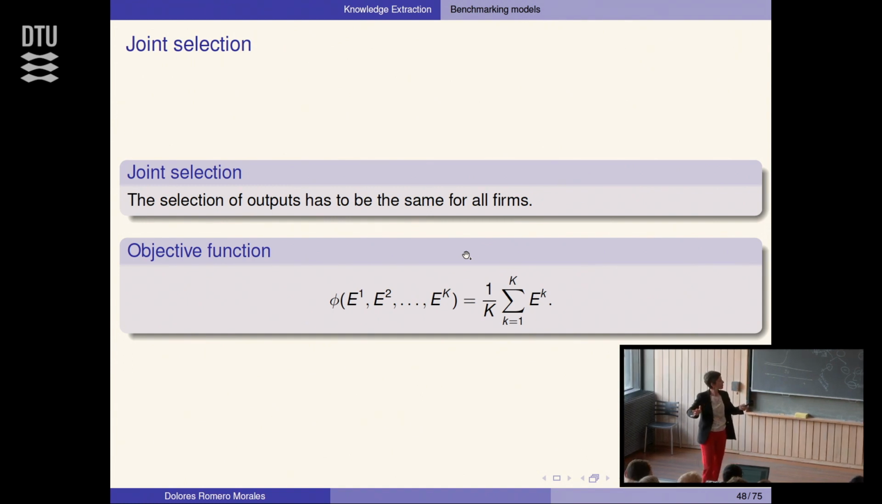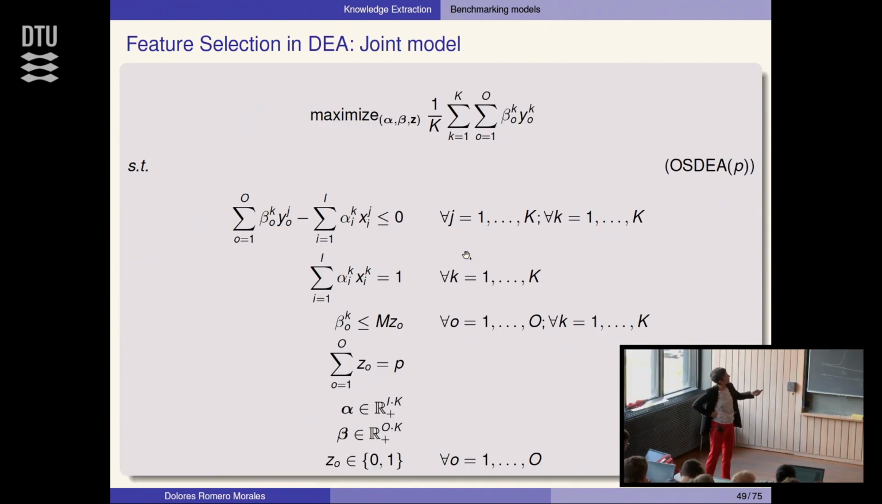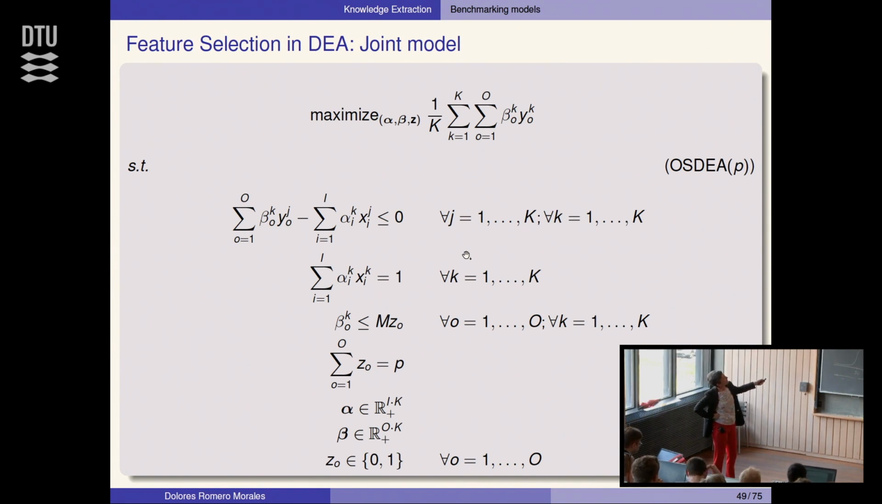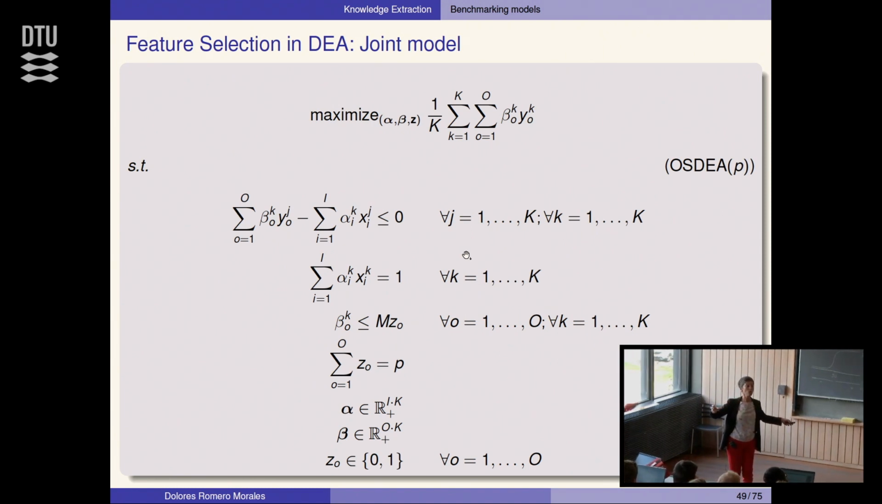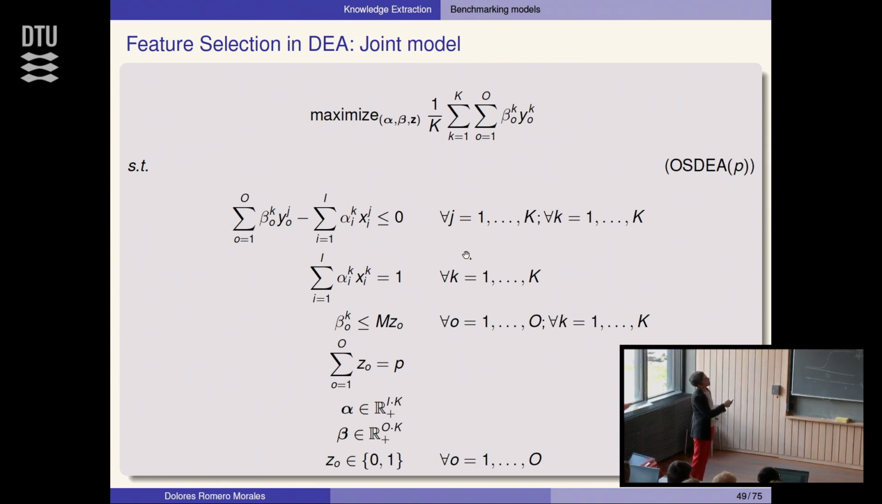In a second, I will show you that we can do it for other objective functions. So this model is a little bit larger than before, because now I don't have only one individual, I have everybody here. But the decision of the inputs and the outputs is the same for everybody. So it's a decision that does not depend on the firms, that is general for everybody. And the objective function is going to be maximizing the average efficiency.